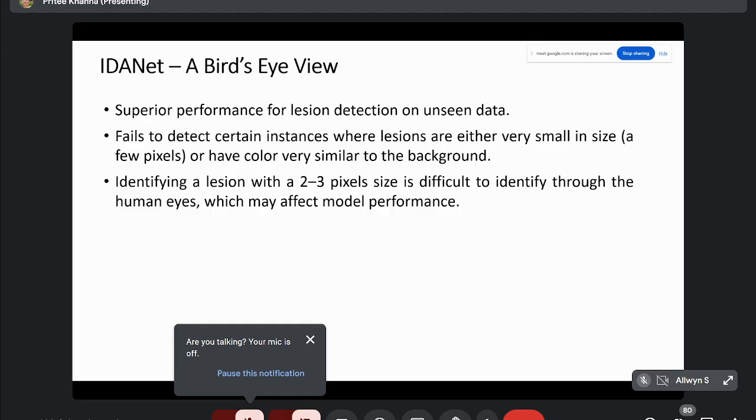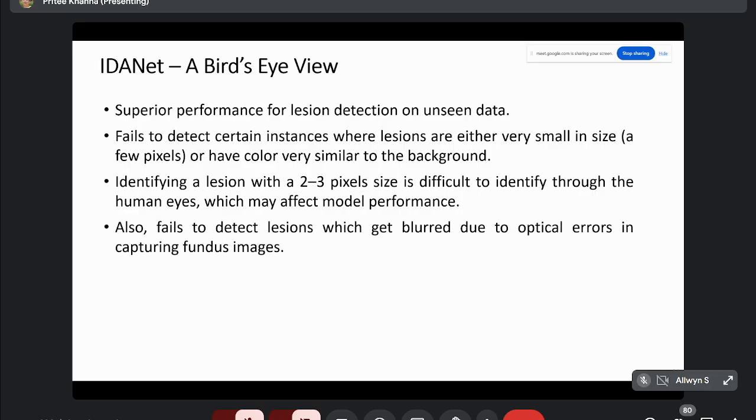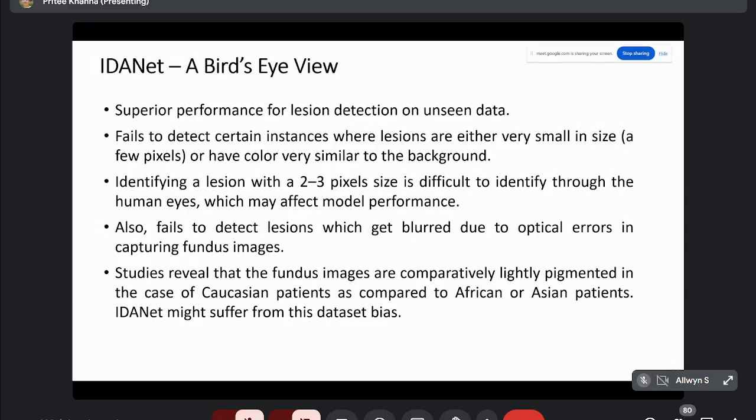This is the same point, but remember what the problem is: not only for IdeaNet, if you talk about 1 to 2 or 2 to 3 pixel size lesions, it is difficult for humans also to identify. And also if lesions are getting blurred due to optical errors in capturing fundus images, obviously IdeaNet is not able to capture them.